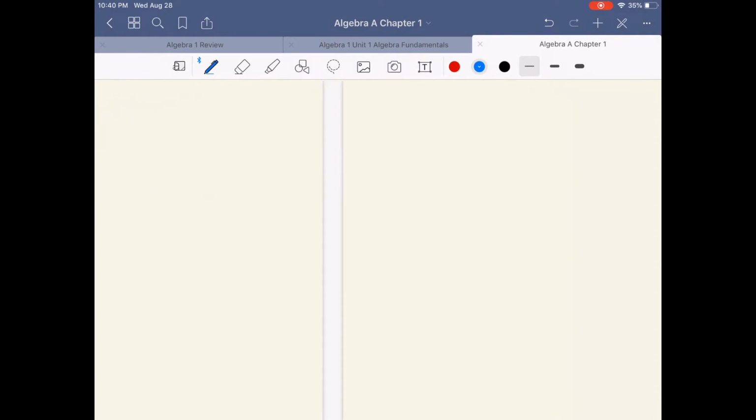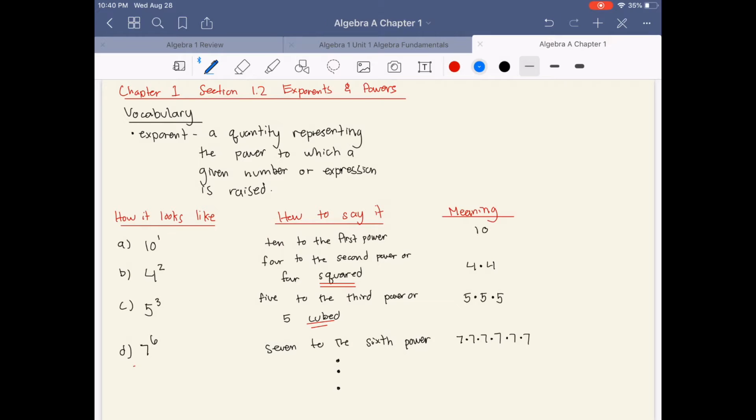Okay, on to the next page. Now, go ahead and pause this video again and give them about like 6 minutes to copy all of this down. Okay, now, once the 6 minutes is up, now let's go over section 1.2, exponents and powers. Now, the vocabulary for exponent.